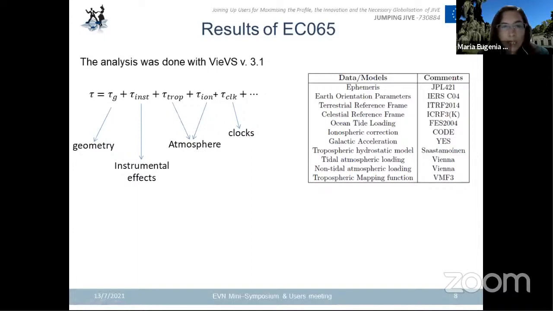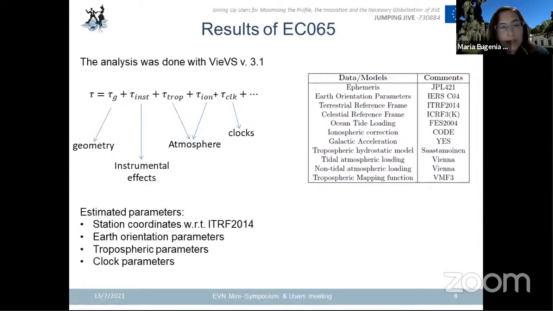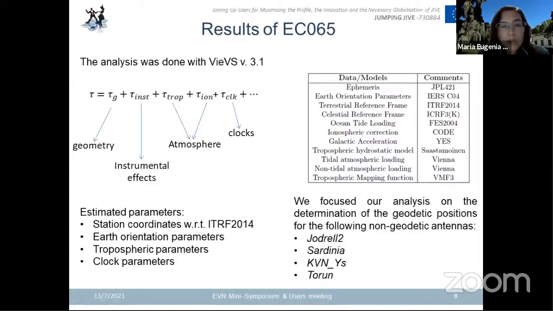You have the C04 Earth orientation parameters. The reference frame for terrestrial sites was ITRF 2014. The celestial one was ICRF3 and many others. And we estimated station coordinates with respect to ITRF 2014, as well as Earth orientation parameters, tropospheric parameters, and clock parameters. Finally, of course, the goal was to focus our analysis on the determination of the coordinates for Jodrell, Jarvinia, KBN, Yonsei, and Torum.